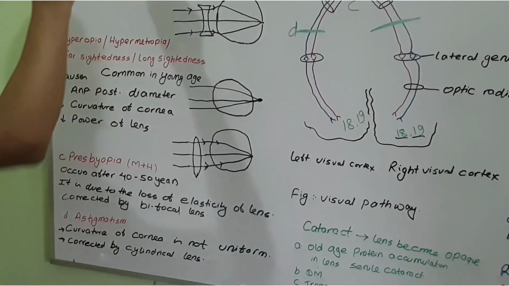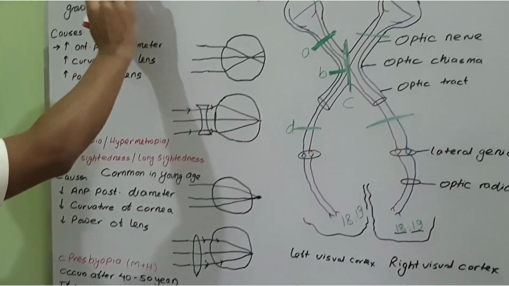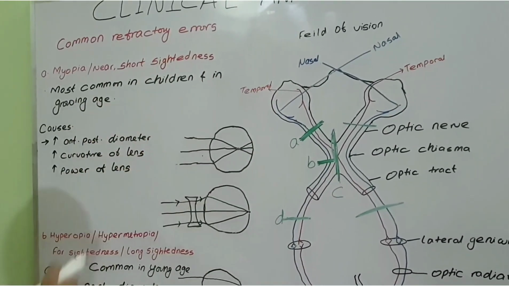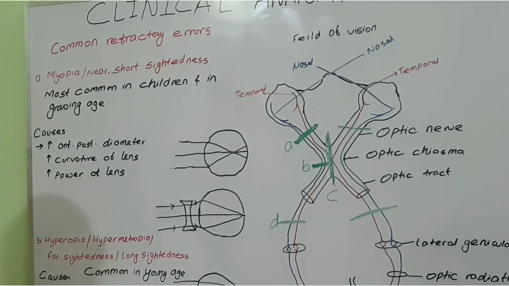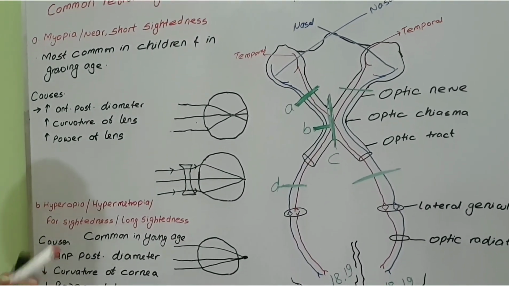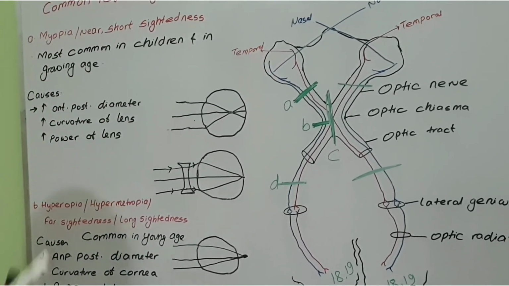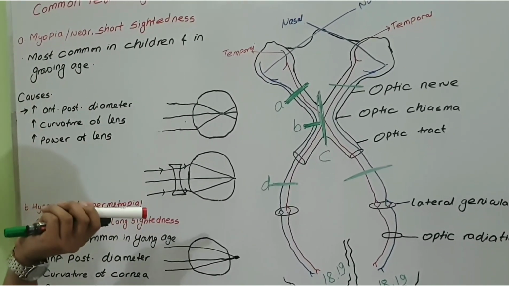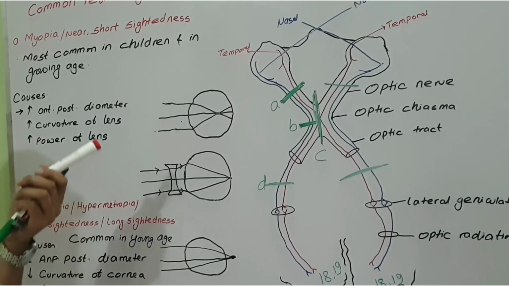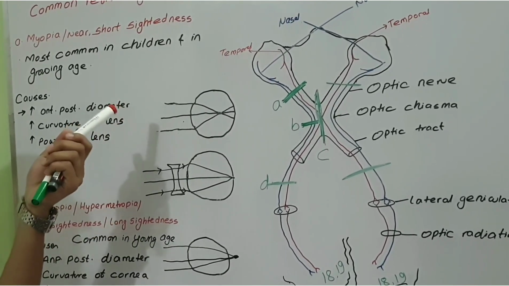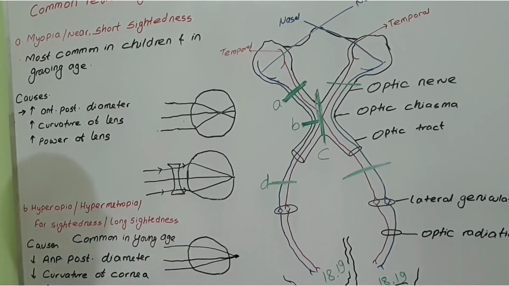Another name of myopia is near or short sightedness, in which the person can see near objects clearly, but is unable to see far objects clearly. In this defect, the person can see the near object clearly, but he or she cannot see the far object clearly.